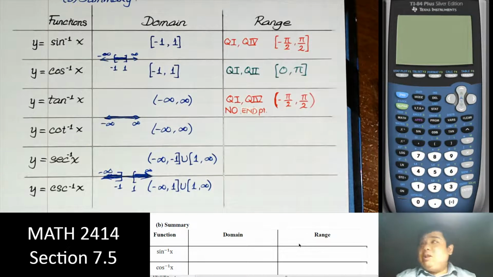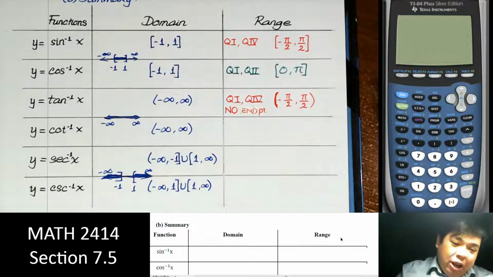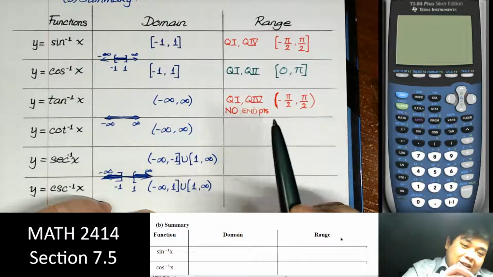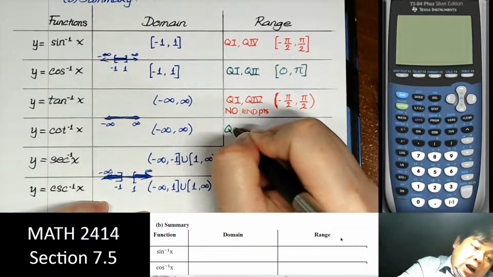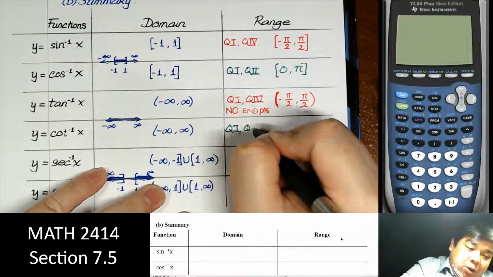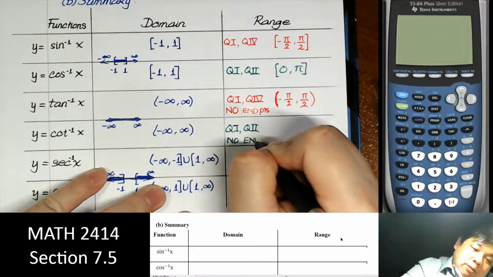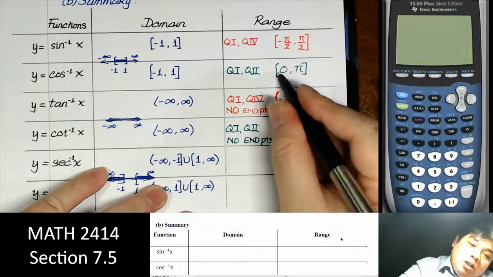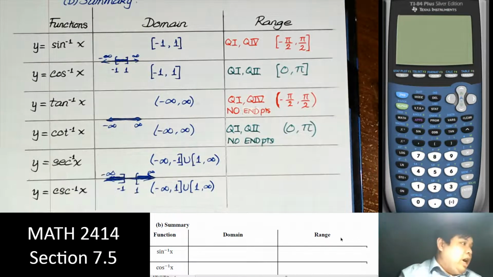Sorry, because we can always check with the notes. So no endpoints, because so is the domain. Right. Cotangent will be the same thing as cosine, quadrant 1 and quadrant 2, and also no endpoint. So it goes from 0 to pi, not including the endpoints.